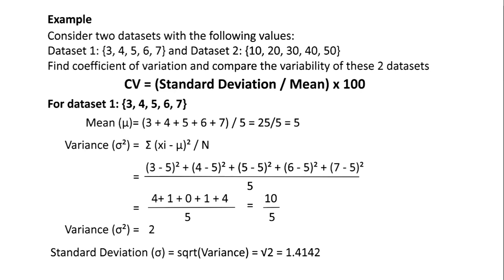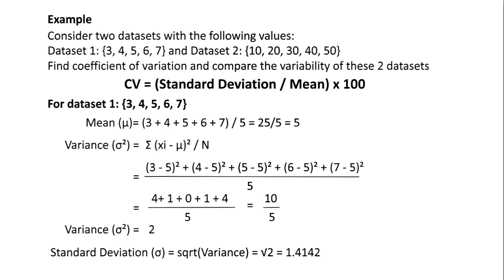Variance, sigma square, equals summation of xi minus mu square by n. In my previous video, I have explained about calculating variance and standard deviation. I recommend you to watch that video, link is provided in the description.